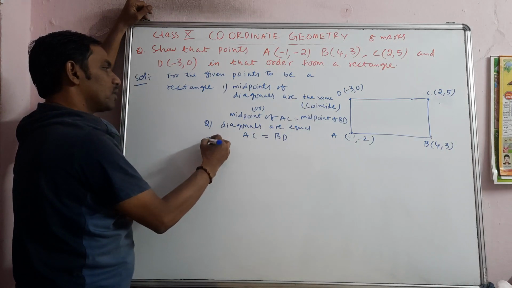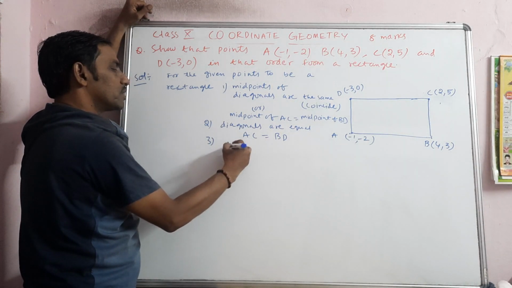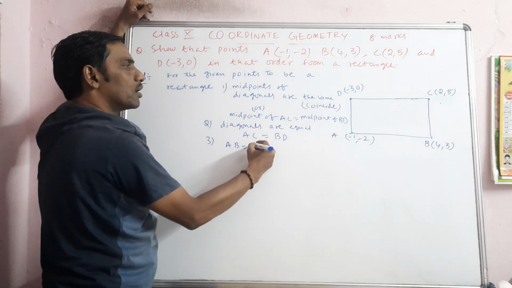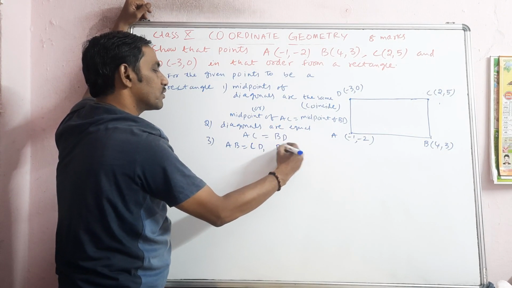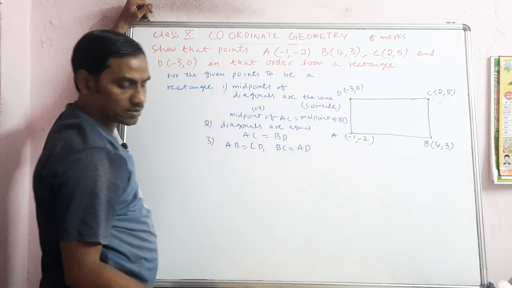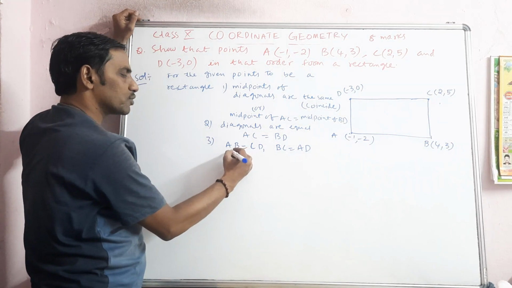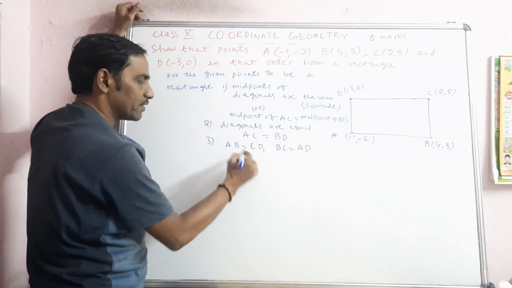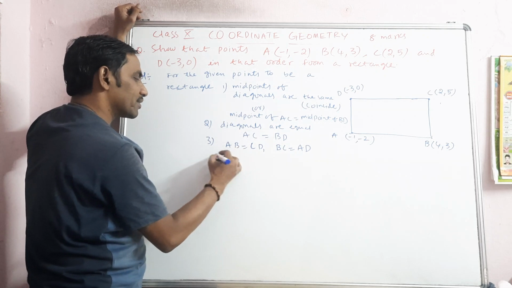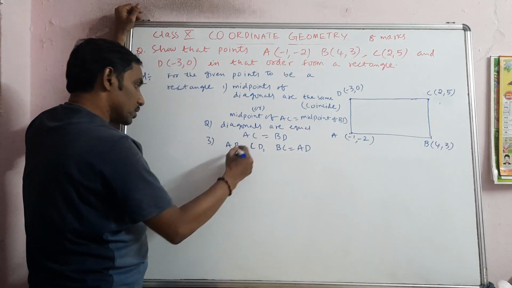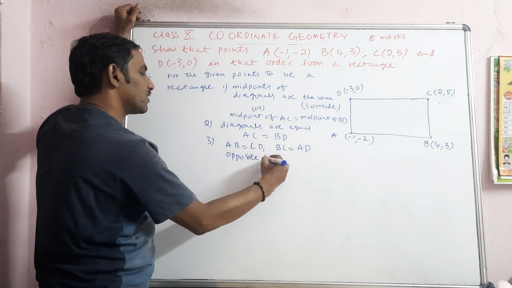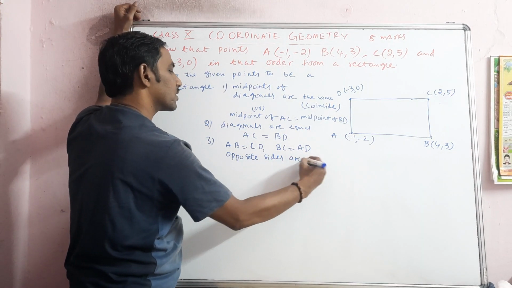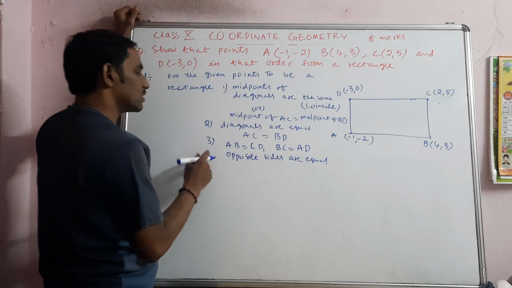And the third one, as I said, opposite sides are equal: AB is equal to CD you can take, and BC is equal to AD you can take. So these things I showed in alphabetical form, but you can say it in words like this: opposite sides are equal, you can write, right? So this is the meaning. So these 3 points you have to do.